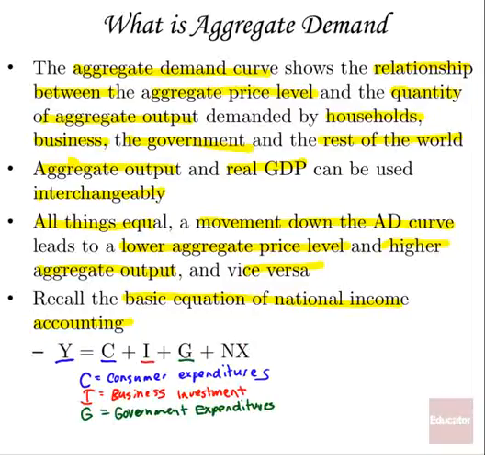And NX equals net exports, or exports minus imports. So again, aggregate demand is you take the stuff that we all buy in the entire economy, and it can be categorized into these 4 different categories.